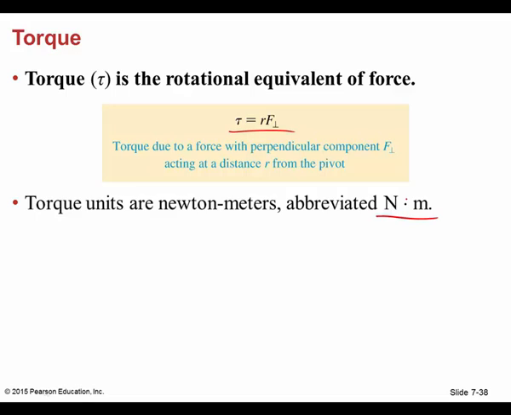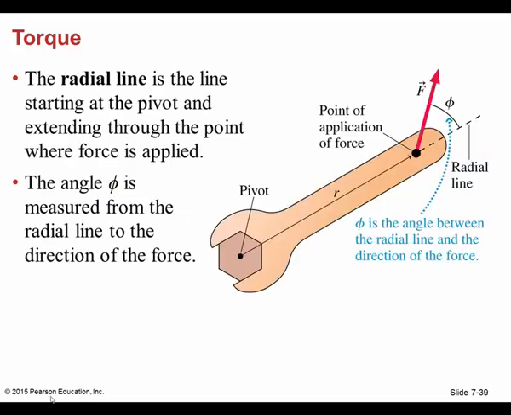It's a Newton meter. Now, I know some of you are saying, well, wait a minute, I remember studying work in high school physics, and work, a Newton meter, is a joule. Well, okay, but remember, we're applying a force that causes motion, so we're going to use Newton meters. Now, how do we find the radial line?